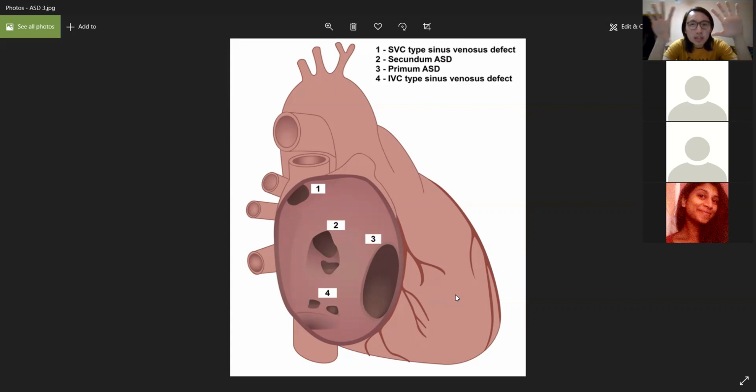What is atrioventricular septal defect? It is a combination of ASD and VSD, but they are contiguous. It means that they are together, close. They cross with each other. They are not two separate things. A lot of people think that AVSD means there are two separate holes, one in the atrium, another in the ventricle. No, that's not atrioventricular septal defect.